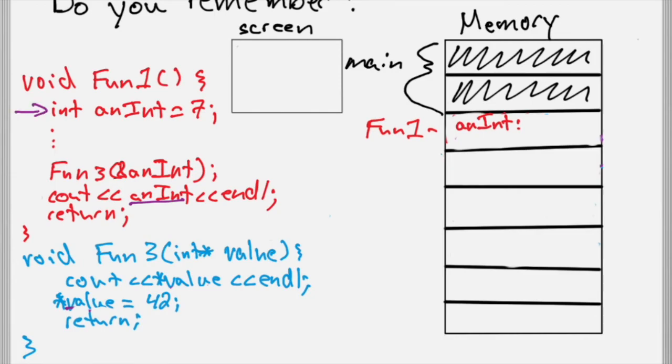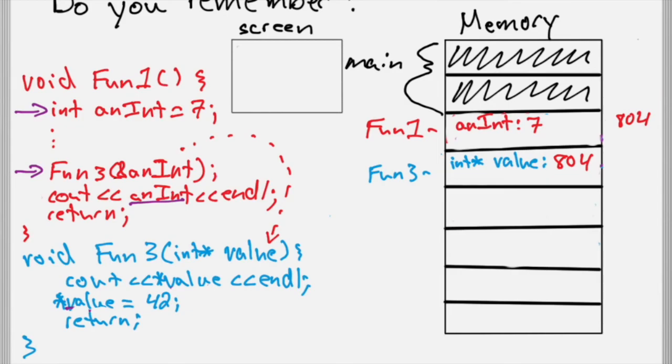So now let's walk through this. When fun1 is in execution, it initializes that variable, an int, to 7, and then we call fun3. So fun3 gets a stack frame, it's got some memory here, and that local variable, that parameter value, is sitting there, and it gets initialized then to the address of an int, the value that we passed in as an argument. So if an int was living at the address 804, I'm just making this up, then it's that address 804 that would be stored in value.